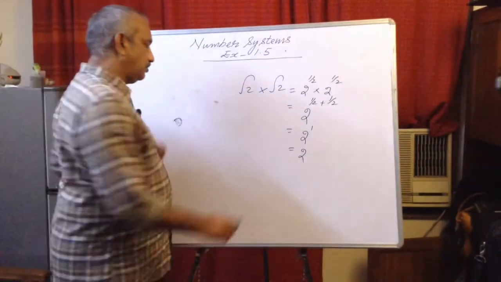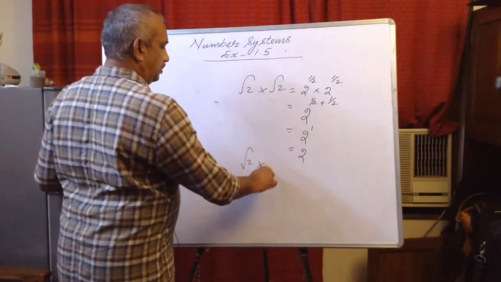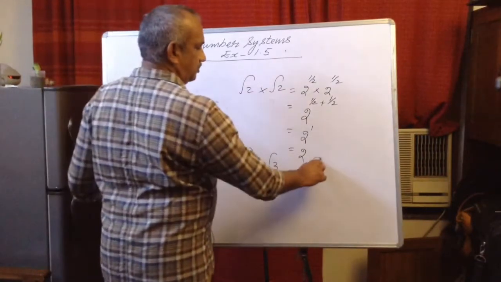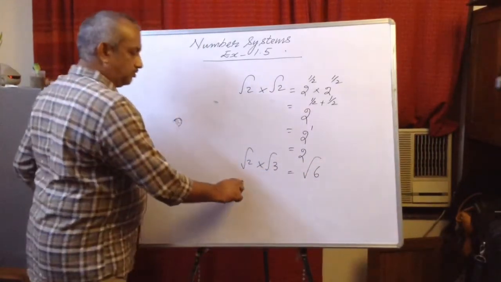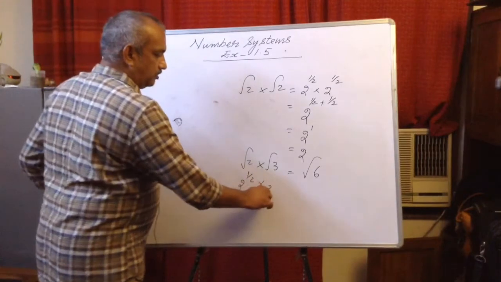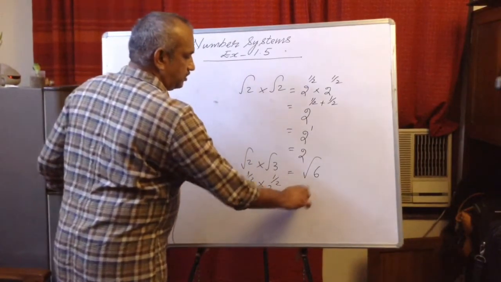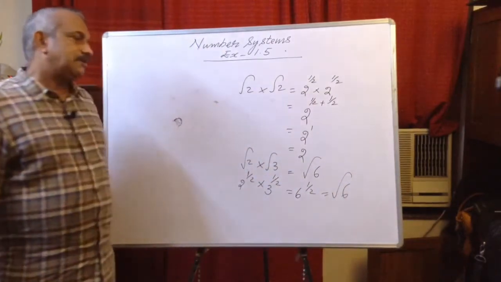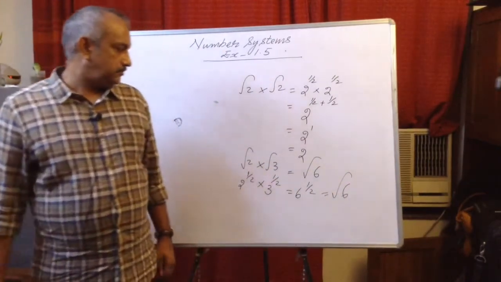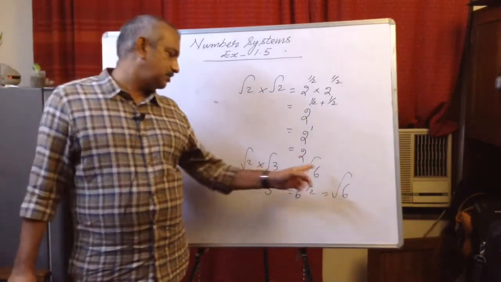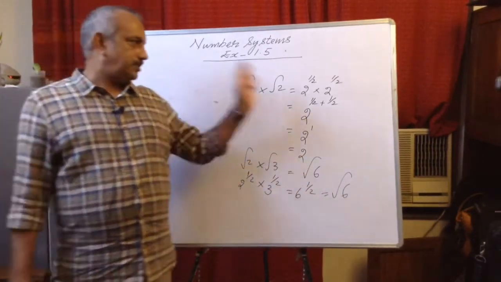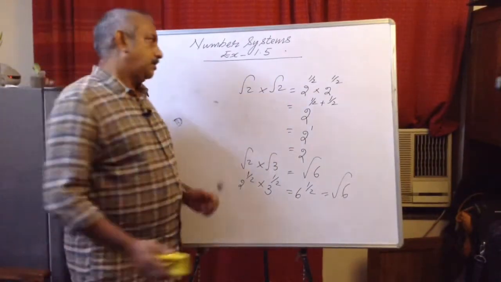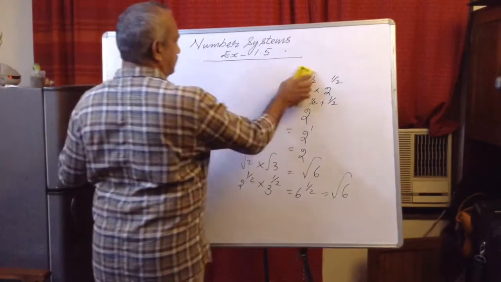Again, if it is root 2 and root 3, root 2 into root 3, we can combine and write root 6, because this is 2 raised to 1 upon 2 into 3 raised to 1 upon 2. It is 6 raised to 1 upon 2, which is equal to root 6. So like this we can combine and write root 2 into root 3 as root 6, etc. This we already discussed. Then we came to rationalization. What is the importance of rationalization?